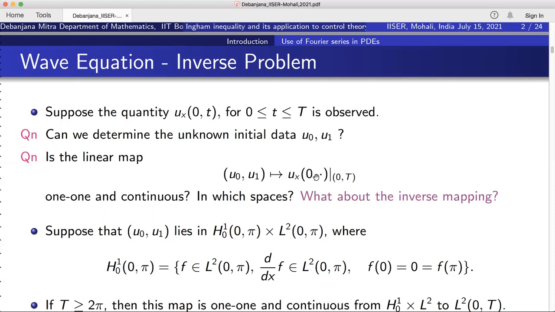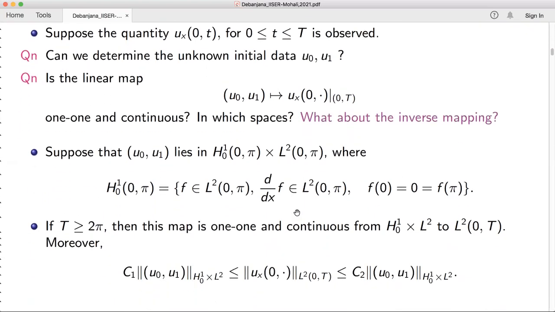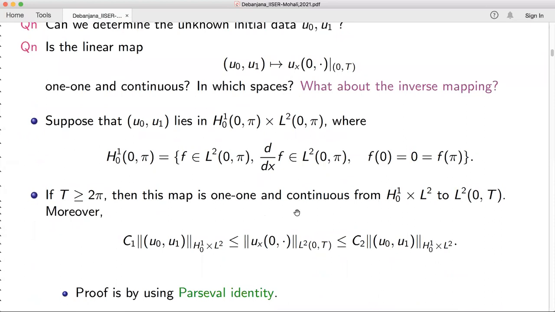So now you know that u_x at the left boundary is given, and we have to find some estimate or some information for the initial conditions u0 and u1 from that observation. First of all, which space should we consider? Since we know the well-posedness of the wave equation, it is standard to consider the initial condition (u0, u1) from the space H^1_0(0,π) cross L^2(0,π).